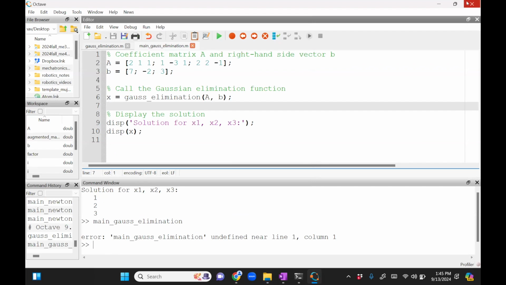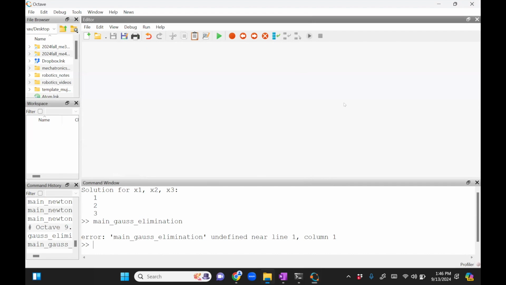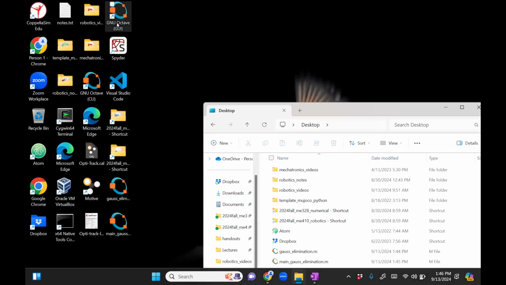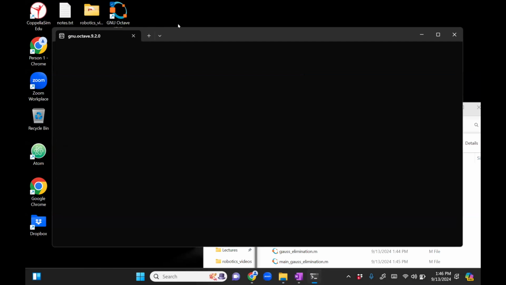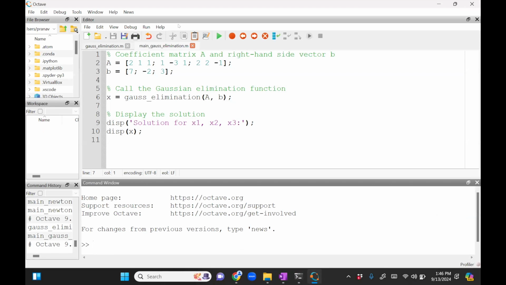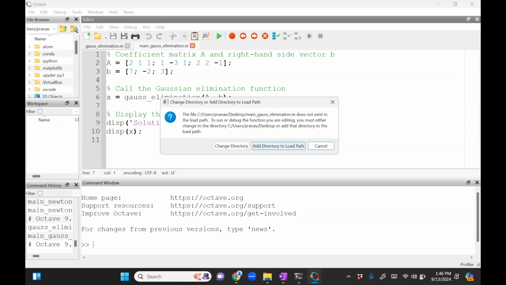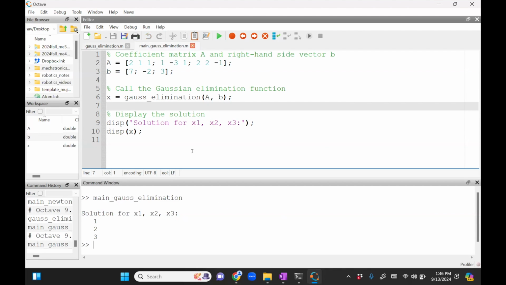Okay, so this is a glitch which we've seen before. The best way to deal with this is to stop. What happens is it forgets the path where it is loading from, and I hope it'll work this time. So you just say add directory to path or change directory. Change directory is better. So it produces the answer 1, 2, 3.